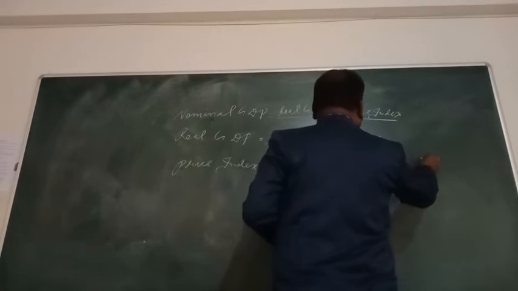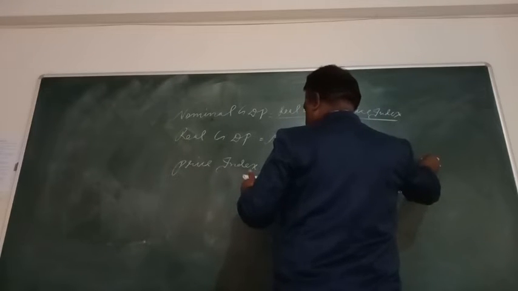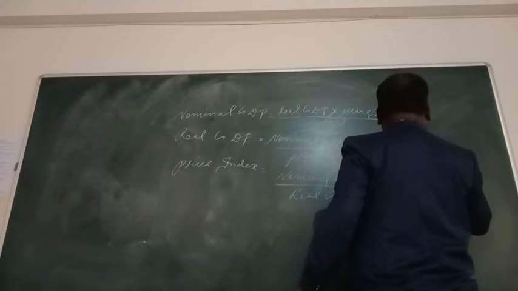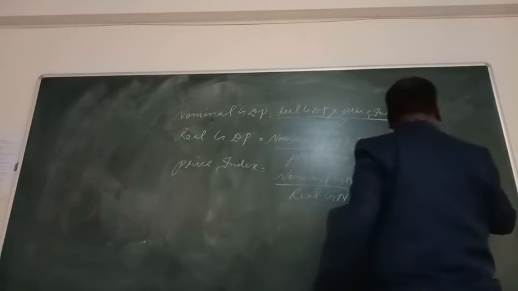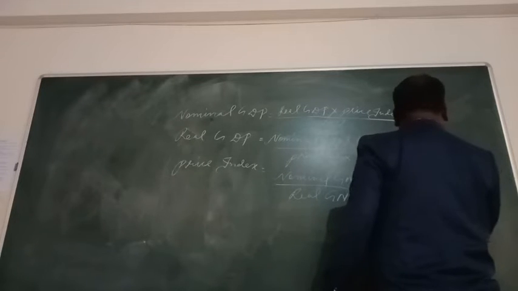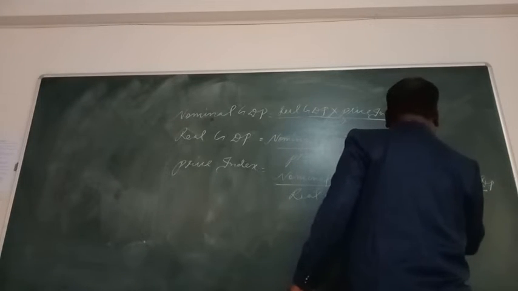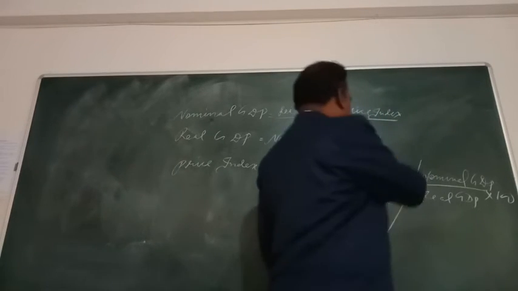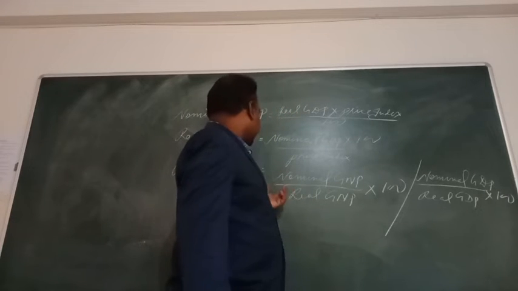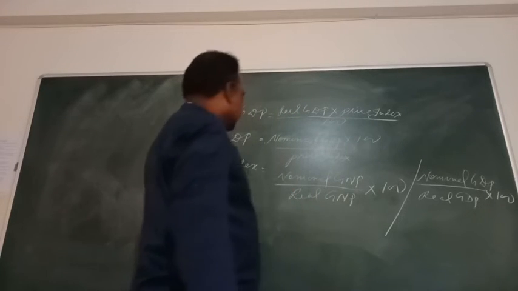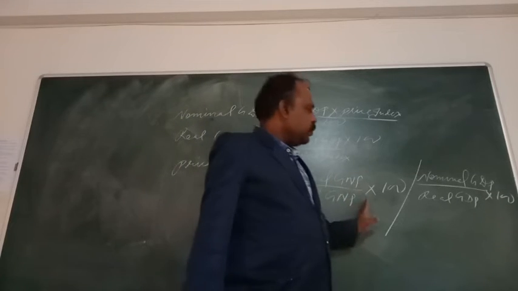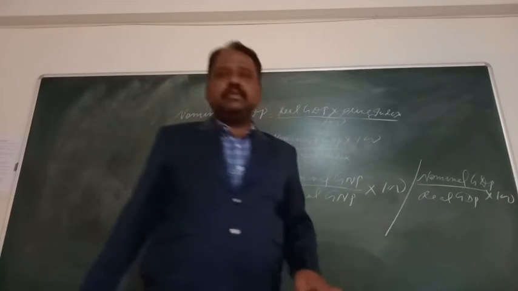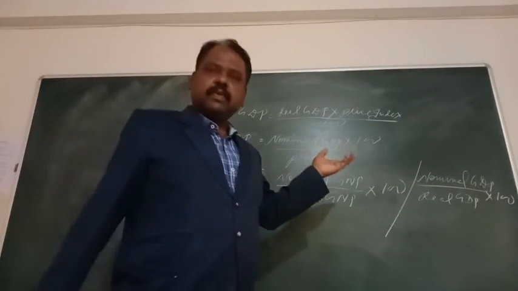Or we can adopt this method: nominal GDP divided by real GDP, multiplied by 100. With these two formulas, whenever we are extracting the price index, you can adopt any one of these two methods. You can adopt that. Okay? No problem.